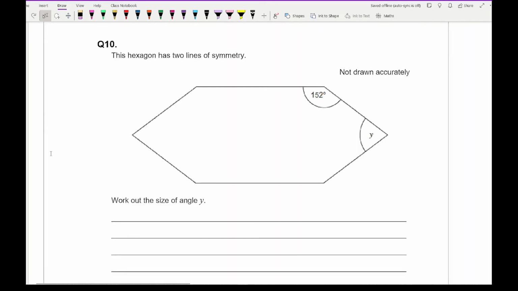Then for question 10, it says the hexagon has two lines of symmetry. Work out the size of angle y. So here again, this angle here is going to be 152, this angle here is going to be 152, and this angle here is going to be 152, and this angle is going to be y.